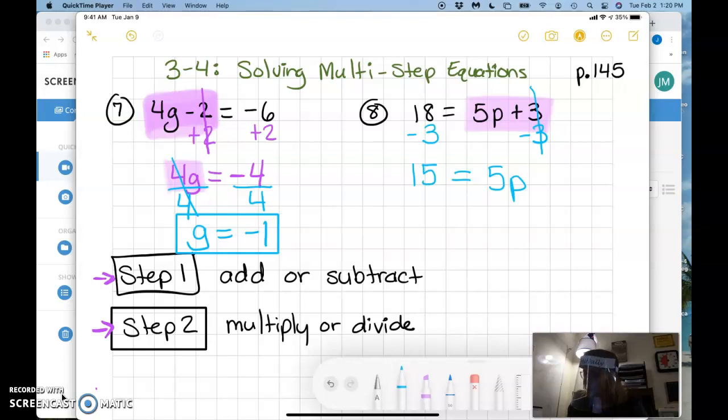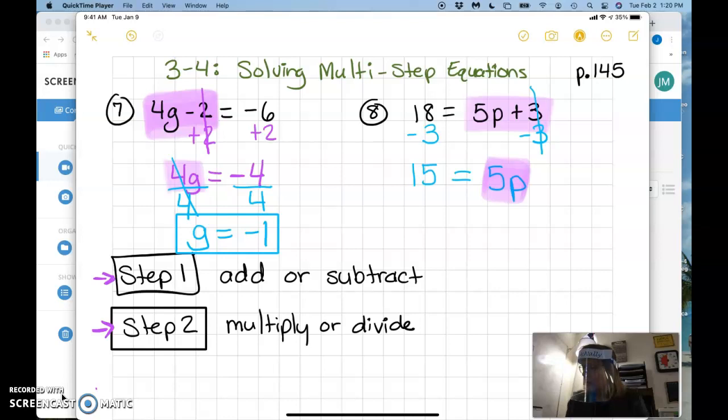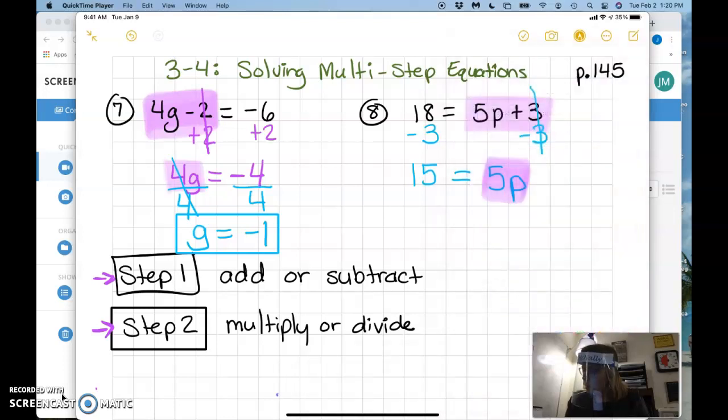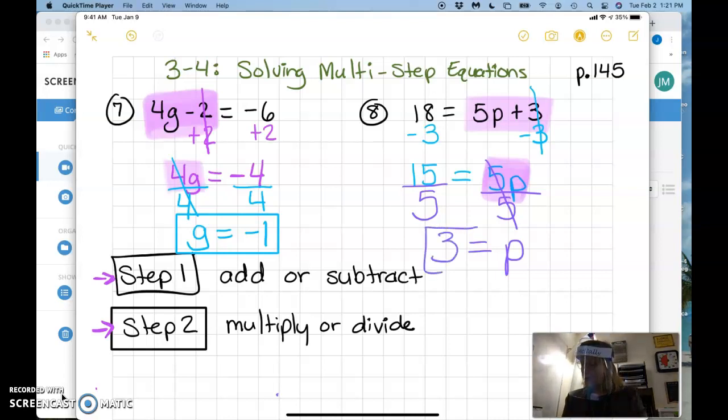Okay, so now it's almost like I have a brand new equation. So again, I'm going to look at what's happening to the variable. What operation is this? Yes, multiplication, so I have to do the division. So I'm going to divide by whatever's next to the variable. This time it's 5. The 5's cancel, and I'm just left with p. And what is 15 divided by 5? 3. All right.